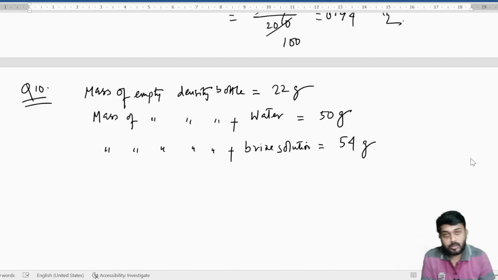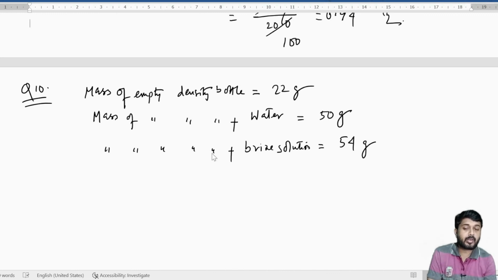Volume of brine solution is necessarily the volume of the density bottle, isn't it? Because the bottle has been filled with the brine solution afterwards, and first the bottle was empty and its mass is given. Afterwards the bottle had been filled with water. Its mass is given, combined mass of bottle plus mass of water. Okay, after that the bottle was filled with the brine solution. Brine solution means salt solution. Okay, salt solution is called the brine solution, keep it in mind.